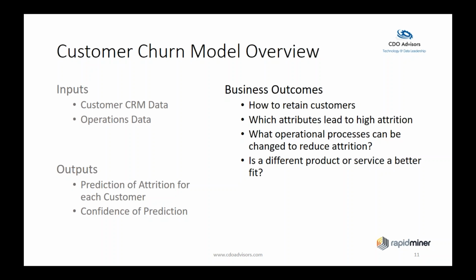But again, the focus of this session is on business outcomes, right? What you really want to know is how to retain customers, what are the attributes that lead to high attrition, what operational processes can be changed to reduce attrition, and is there a different product or service that's a better fit for your customers? Those might be things that you find out from doing these types of operations, that, hey, customers on product A attrit really highly past the 9th month, but customers on product B stay 24 months.